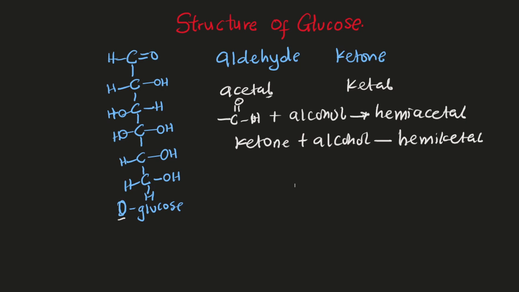Now from there, since we successfully established that whenever aldehyde reacts with alcohol, we call this hemiacetal, that is, an acetal group is formed. Whenever ketone group reacts with alcohol, then hemiketal is formed. Then from there, let's actually see the reactions.